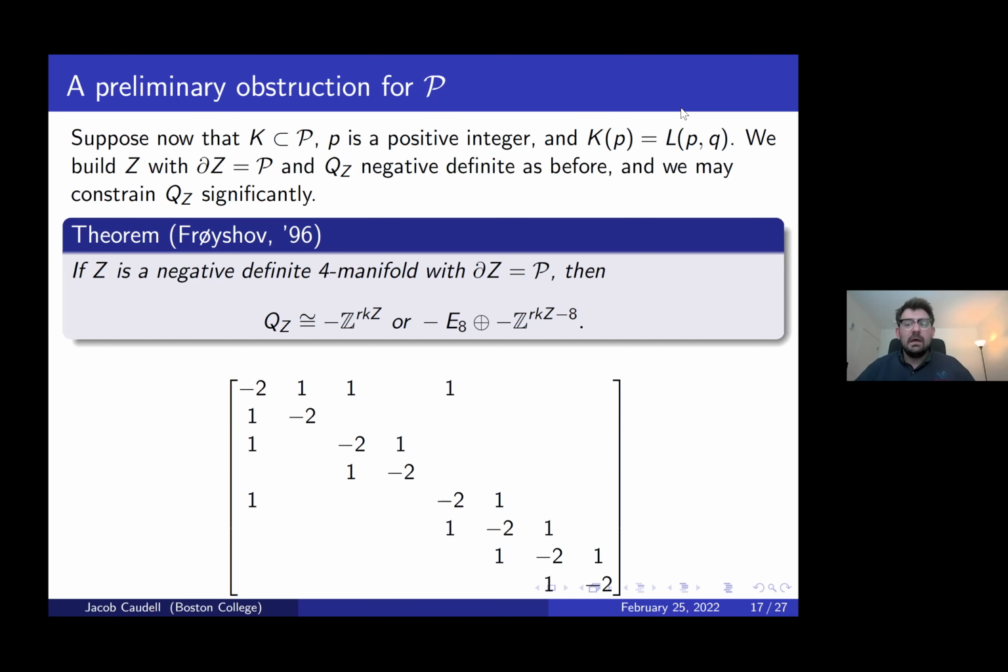Sadly, or interestingly, this obstruction is actually not enough to rule out lens space surgeries. That is to say, we can find linear lattices that embed that don't actually correspond to lens space surgeries. But we don't want an obstruction that doesn't rule out non-examples. So what we can do is refine this obstruction by considering this four manifold Z in tandem with input from Floer homology.